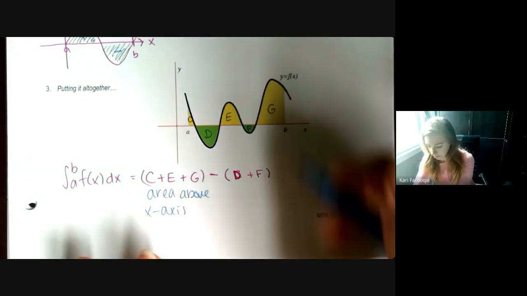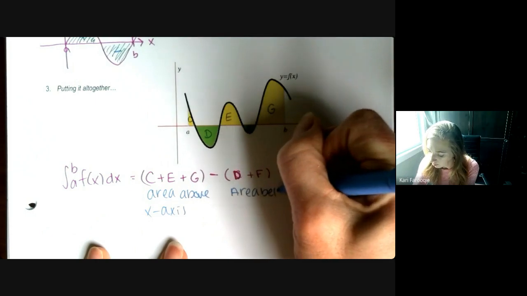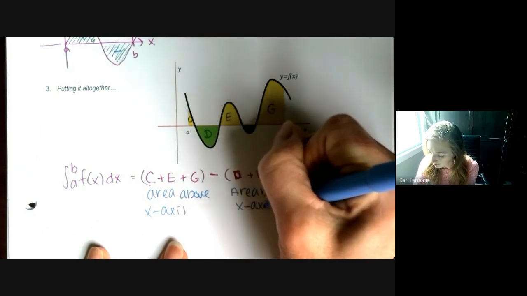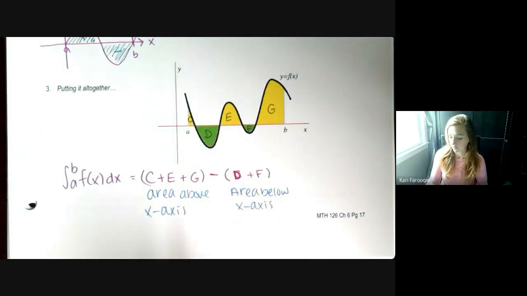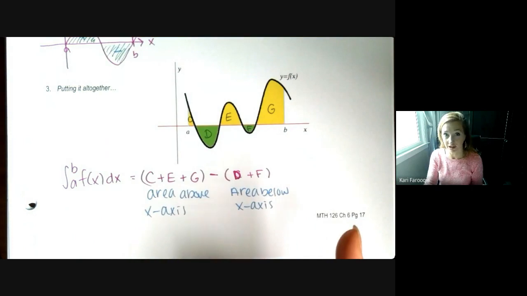Okay, this would be the area below the x-axis. All right, so that's D plus F. All right, so that's the idea. We're going to apply this to another example, and then we're going to talk about like how would we actually zero in on what these actual values for the area are. So we're going to do that in 6.4.